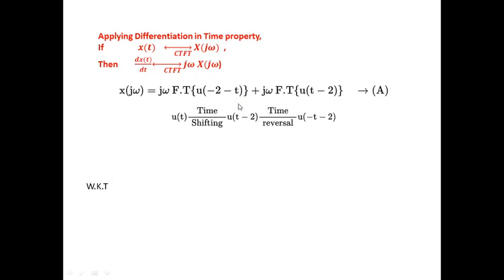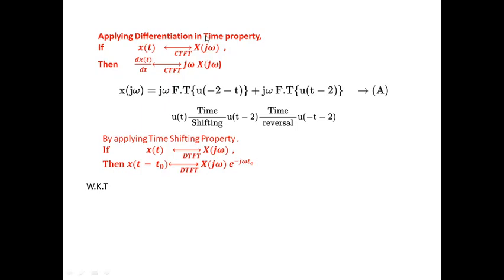Now first we should find the Fourier transform of this. How does it come? If you start with u of t, when you perform a time shift you get u of t minus 2. When you perform time reversal you get u of minus t minus 2. So how do we find the Fourier transform of this? Definitely you need to apply the time shifting property for this, and for this you need to apply the time reversal property. By applying the time shifting property, if x of t, you know this time shifting property.